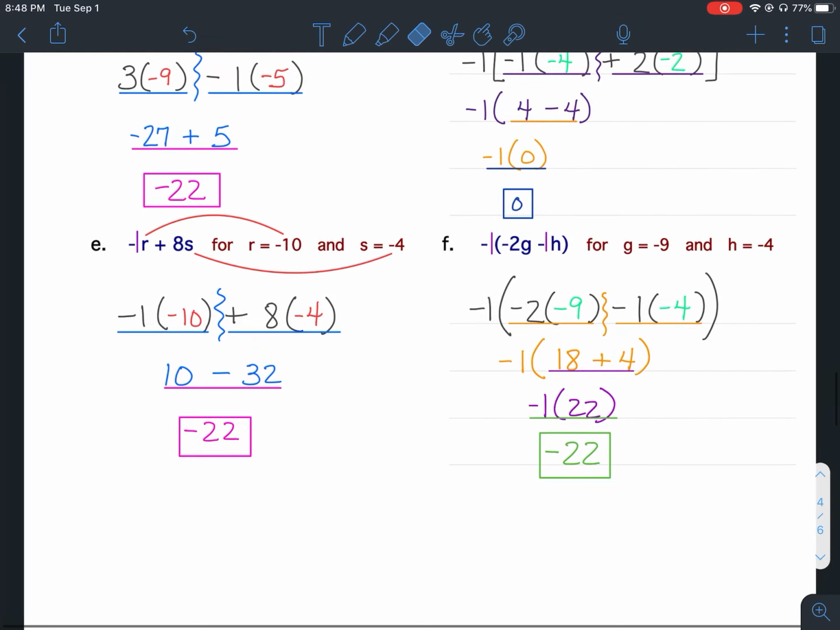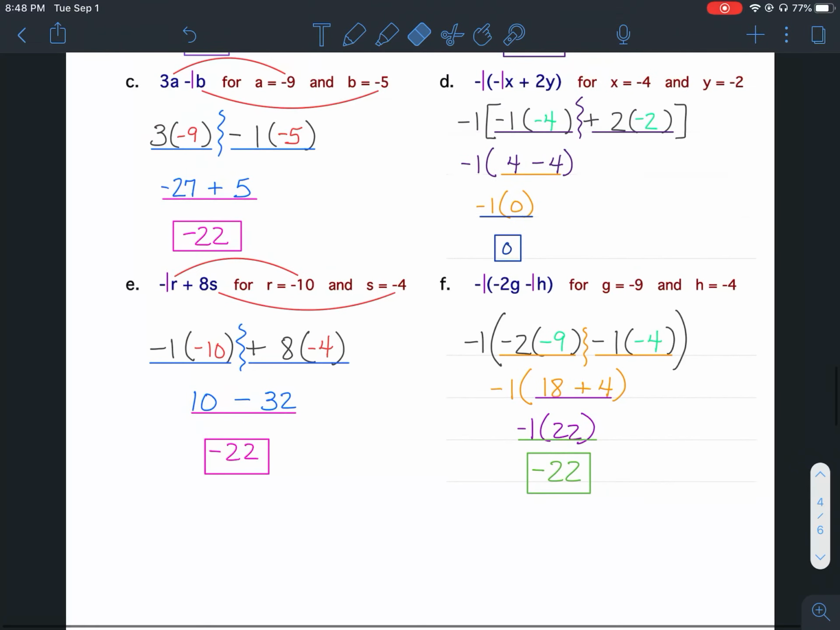All right, that is it for example 7, and it is it for the evaluating expressions notes. If you have any questions on example 7 or the notes, please let me know.